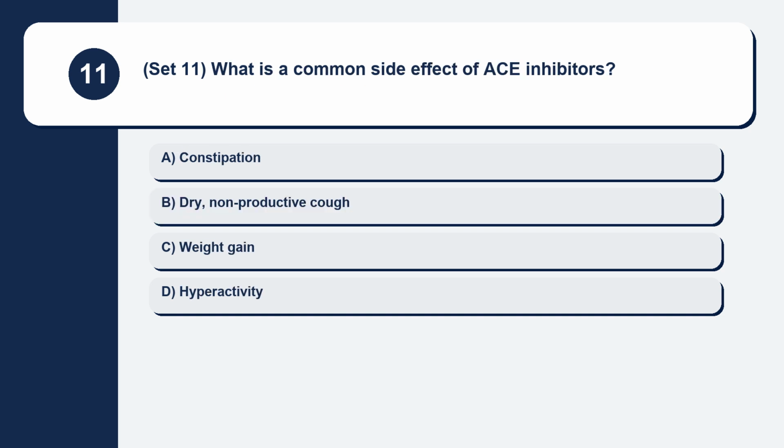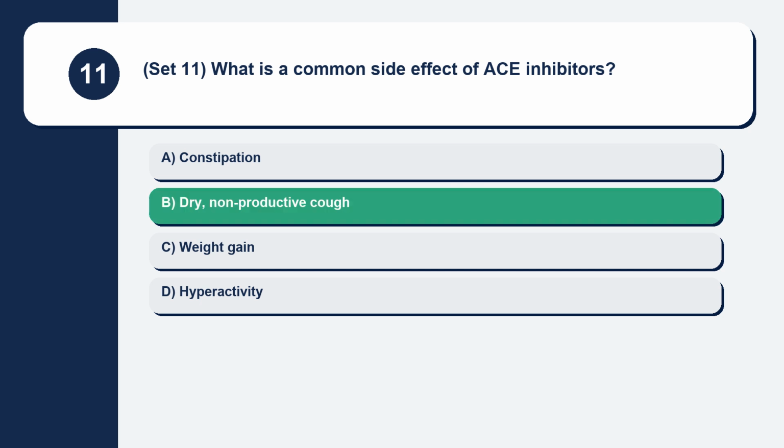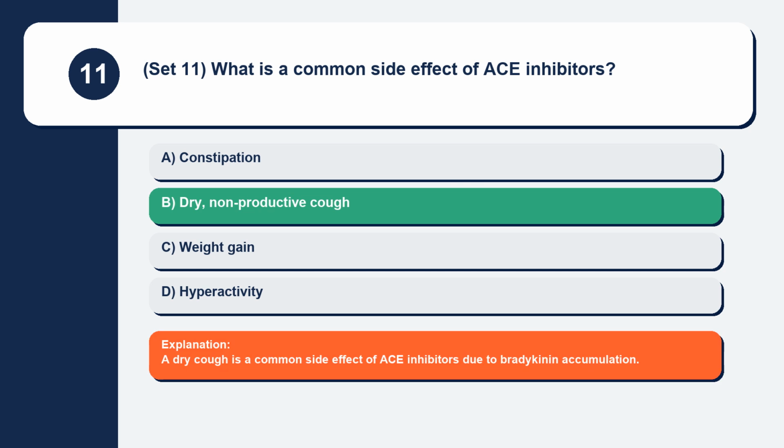Question 11. Set 11. What is a common side effect of ACE inhibitors? Constipation, dry, non-productive cough, weight gain, hyperactivity. A dry cough is a common side effect of ACE inhibitors due to bradykinin accumulation.